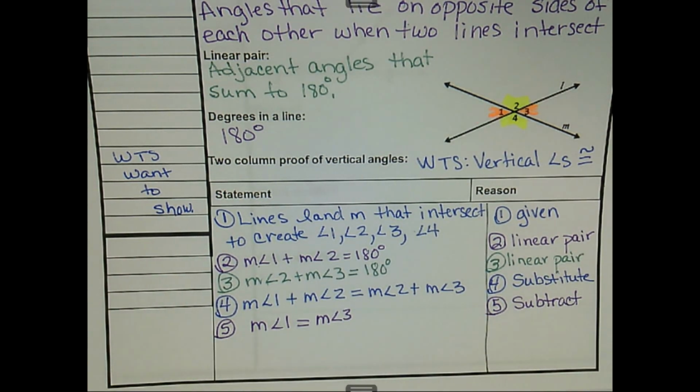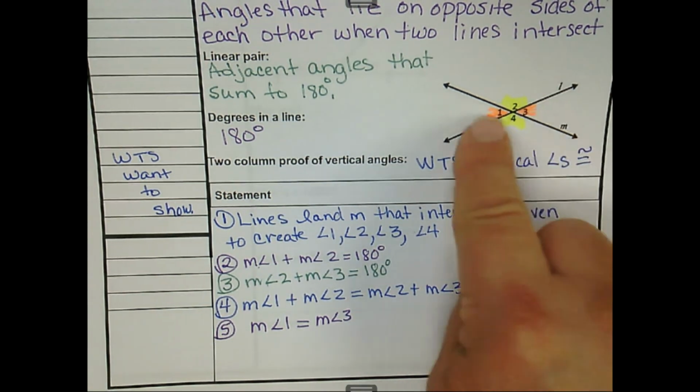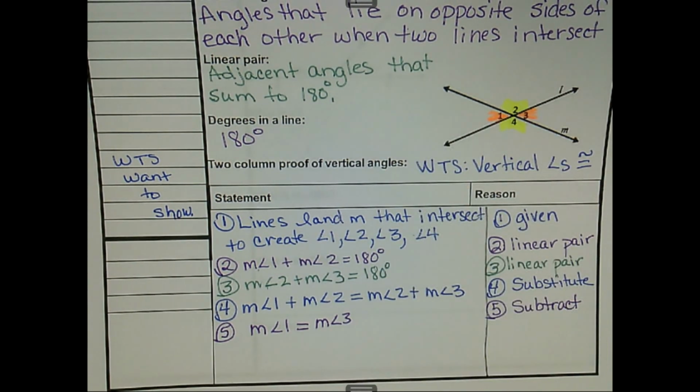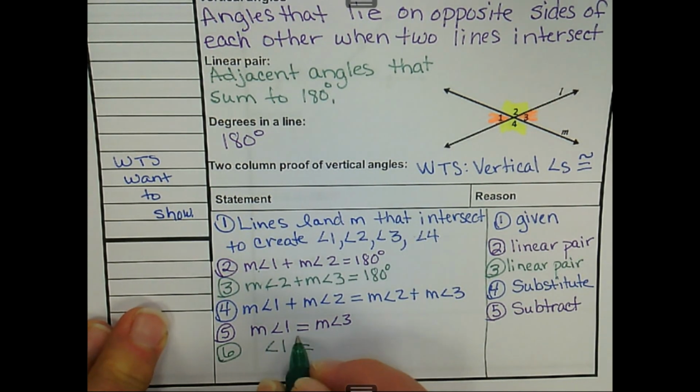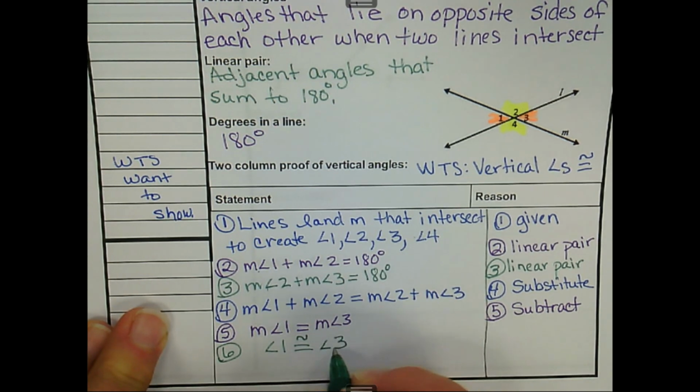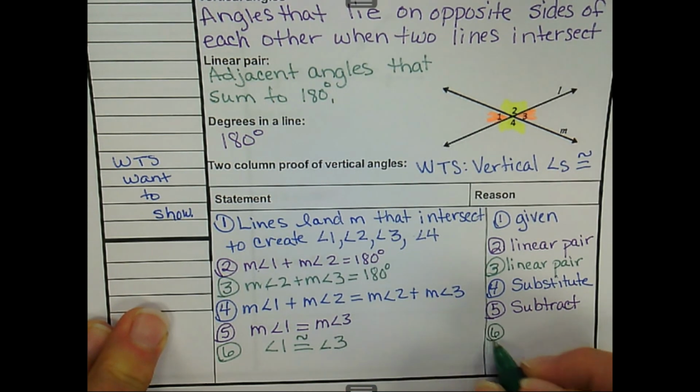Okay. Now I'm looking at this. If these two measures are equal, what do we know about the angles? They are congruent. That's your definition. So angle 1 is congruent to angle 3 by definition.